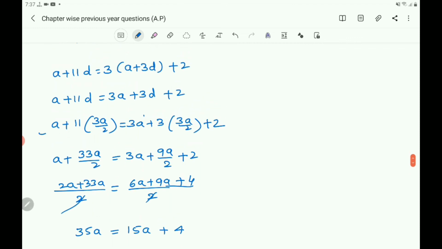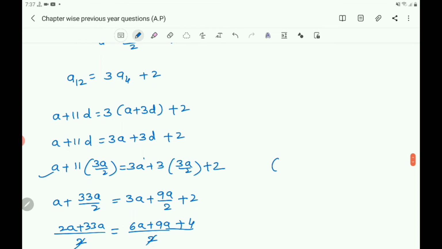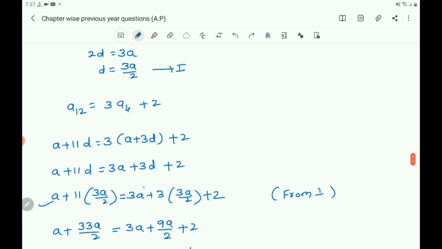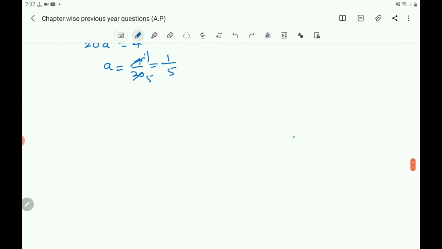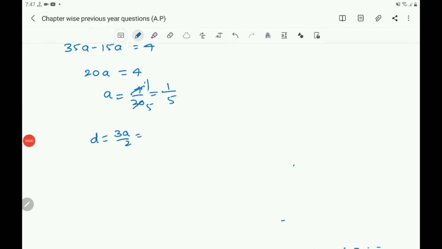Here this one, you write that 3 by 2, you got it from what? That is from first. So you write, from first you got that d is equals to 3a by 2. Then you take this relation and substitute the value of a and get the value of d. So you write d equals 3a by 2.